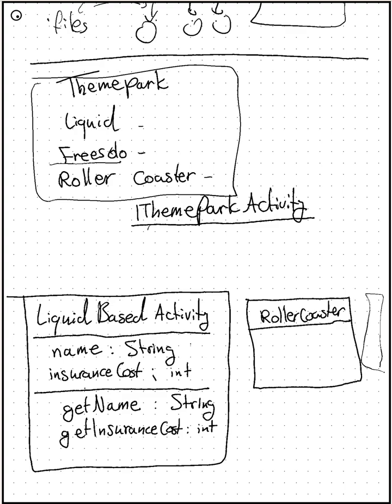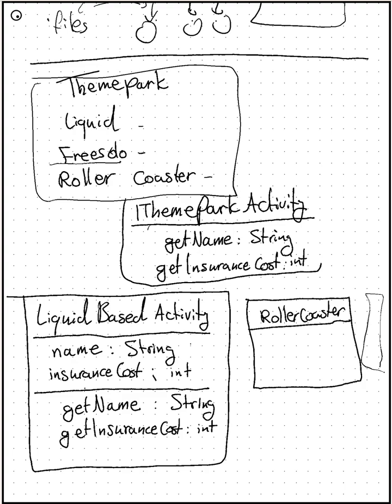And I believe that it only has two methods. Get name, which is a string, of course. And the next one is get insurance cost, I believe. Exactly. Excellent. All right, I'm going to draw a line around it to indicate that this is an interface on its own.